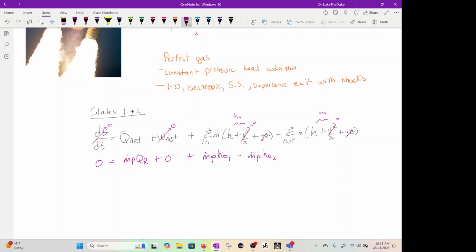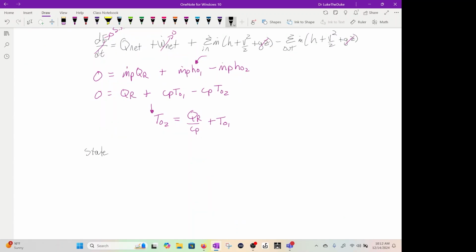Okay, the mass flow of the propellants cancel, so you end up getting 0 equals QR plus, I'm going to switch this to CP T naught 1 minus CP T naught 2, and we're going to solve for T naught 2, which will be used in the exit velocity equation. T naught 2 equals QR over CP plus T naught 1. Okay, now let's move on.